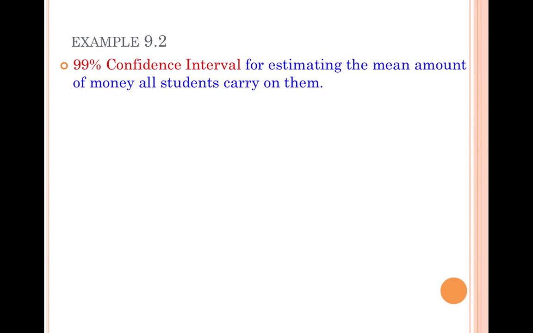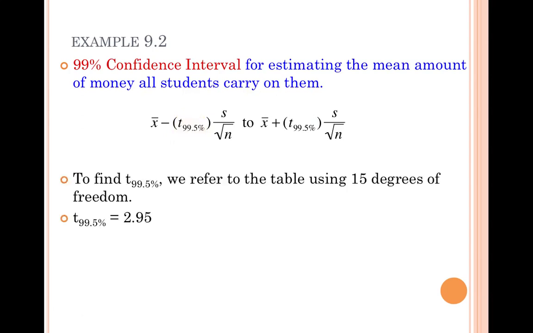Okay, if we're going to do the same problem, but we're going to change our confidence level to 99%. So instead of using the 97.5% column, we're going to use the 99.5% column to figure out the t-score. So you're going to go to that chart again. You're going to go to 15 degrees of freedom, and this time you're going to go over to the column labeled t subscript 99.5%, and you'll get a t-score of 2.95.